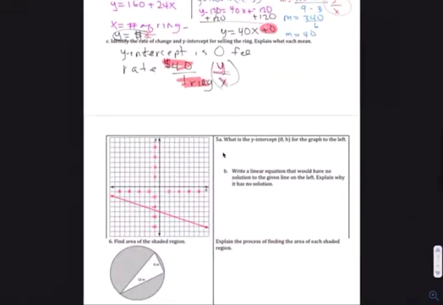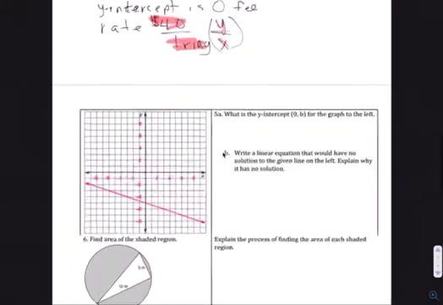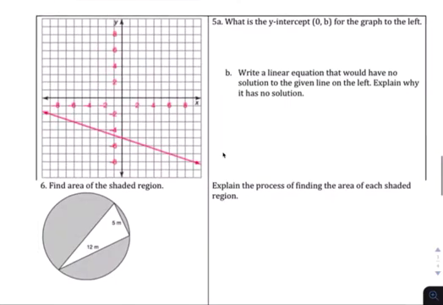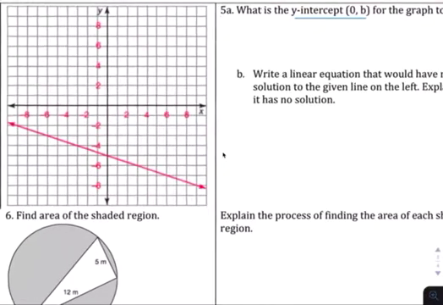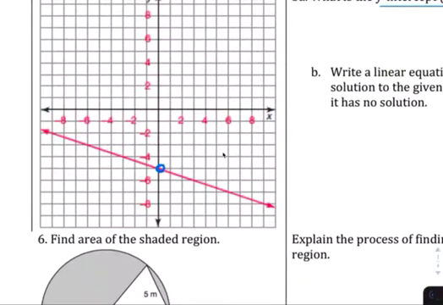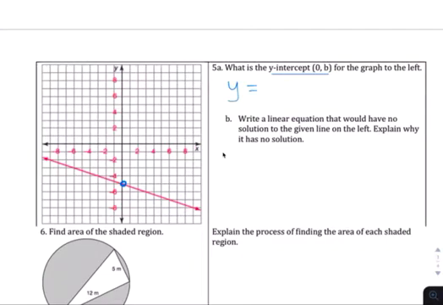Okay? Now, most classes I did not finish these. Some classes I did. So here, what is the y-intercept? The y-intercept for this line is equal to negative.